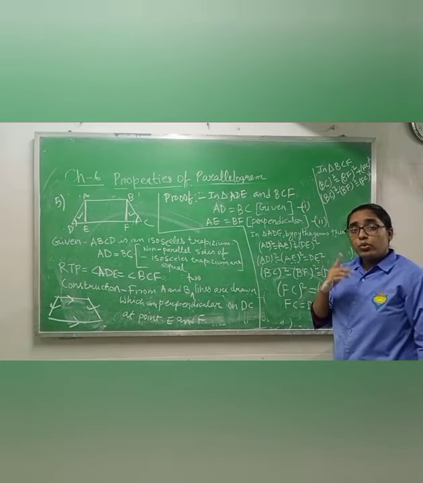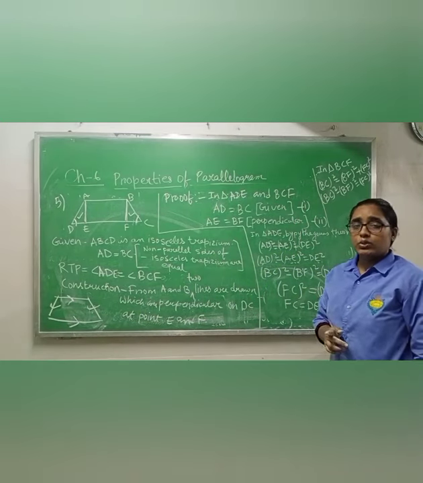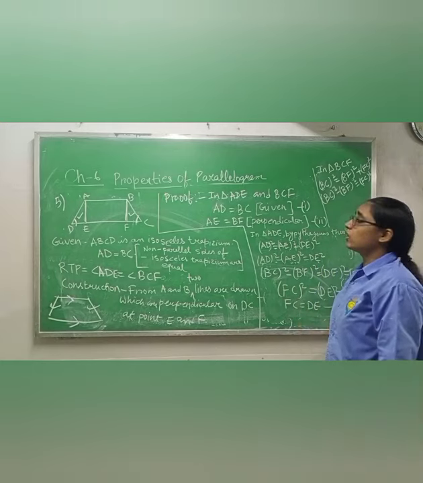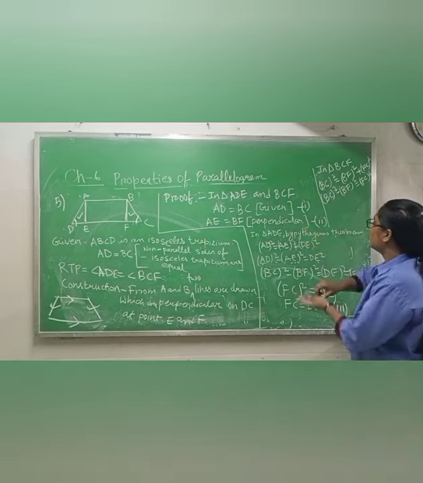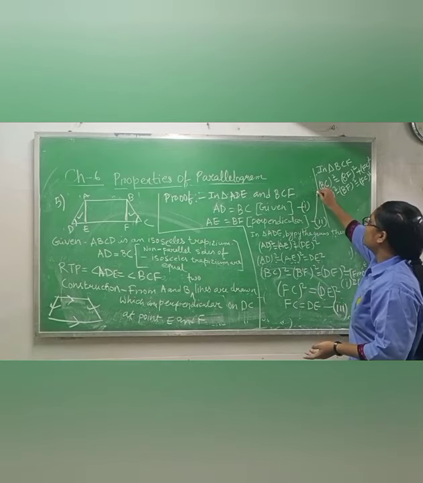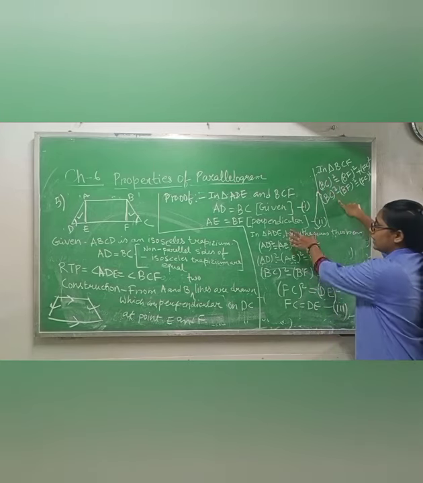But we have to prove one more pair of sides equal. For this we have to use the Pythagoras theorem. Now first see this one. After going up to here, please come here. Copy this one first, then come here.